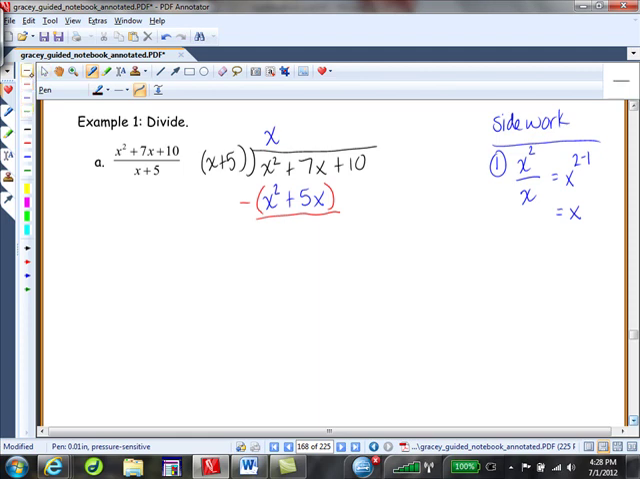Then we get 7x minus 5x, which gives me 2x. Now I have to bring down my next term. So that is the remainder from that work, and the next term, you bring it down with the sign, is plus 10. Now I've got a new problem I'm working. My second bit of side work is the first term in this new dividend, 2x, divided by the x that is the first term in the divisor. And you see that gives me 2x to the 1 minus 1, which is 2x to the 0, which is just 2.